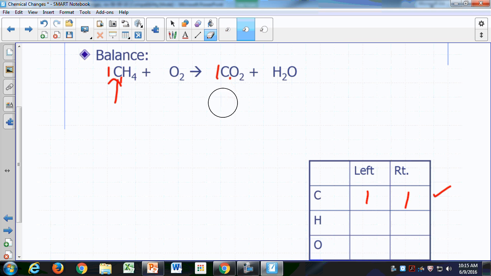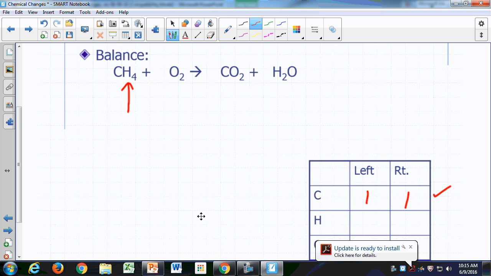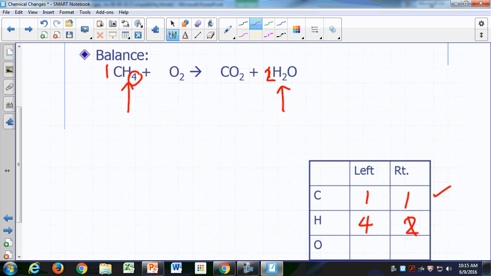Now let's take a look at hydrogen. Hydrogen also just shows up once on the left in CH4. It only shows up in one place on the right in H2O. Well, you've got 4 on the left. 1 times 4 is 4. So 4 on the left. And on the right, you have 1 times 2. That's only 2. So it's not balanced. So how do you balance it? You adjust your coefficient. You make this a 2. 2 times 2 is equal to 4.